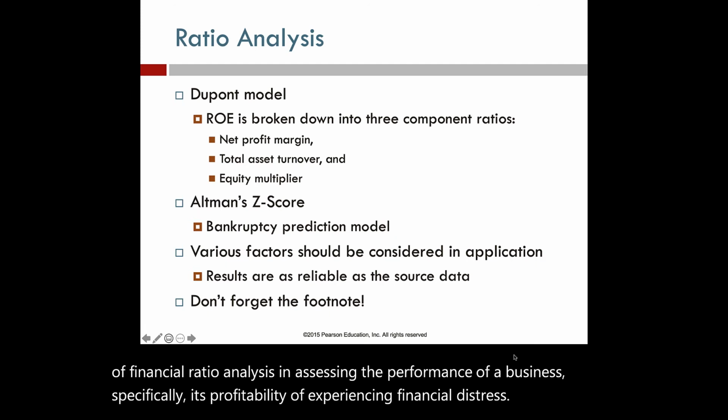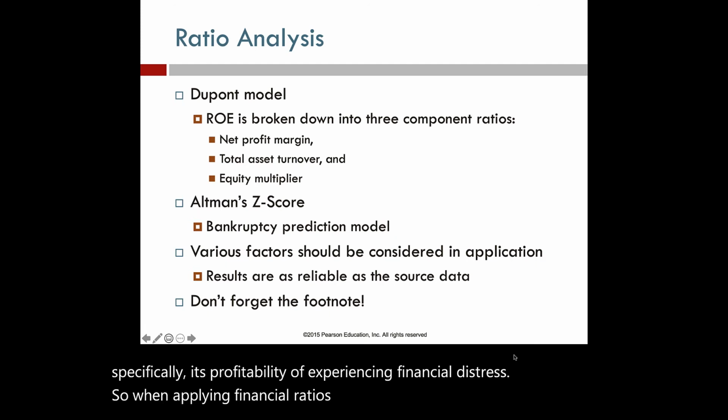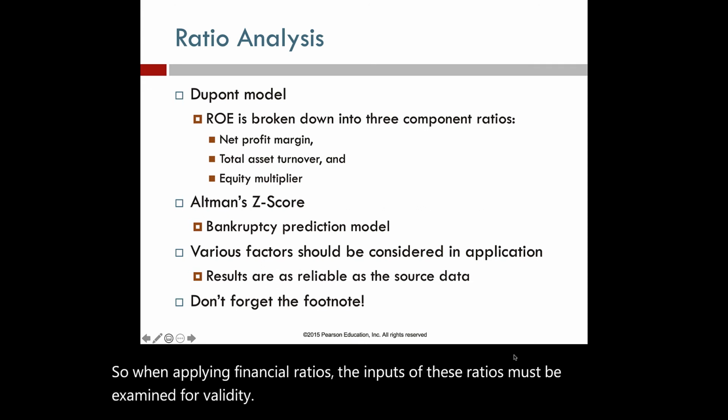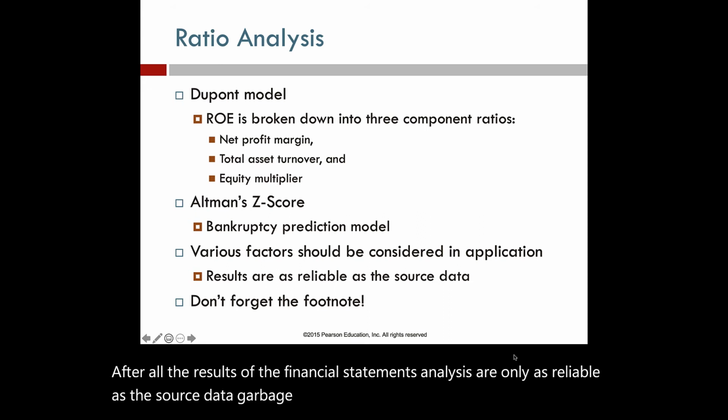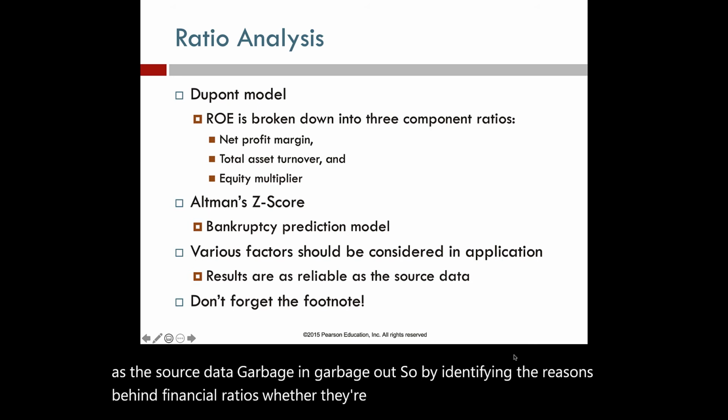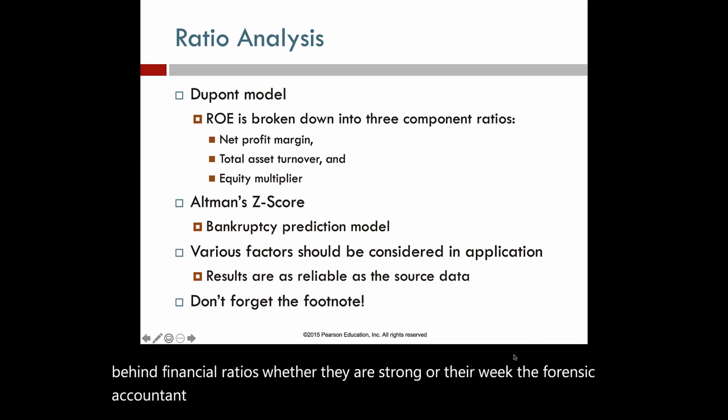So when applying financial ratios, the inputs of these ratios must be examined for validity. After all, the results of the financial statement analysis are only as reliable as the source data: garbage in, garbage out. So by identifying the reasons behind financial ratios, whether they're strong or they're weak, the forensic accountant can obtain a bigger, better picture of the company's financial condition.